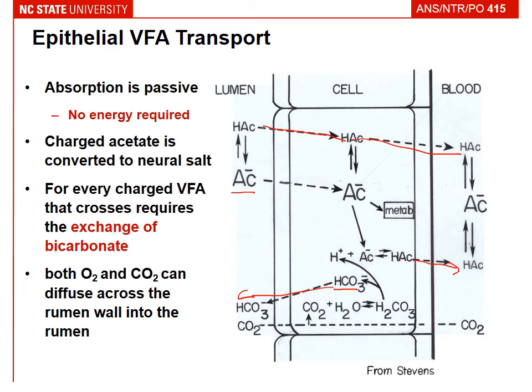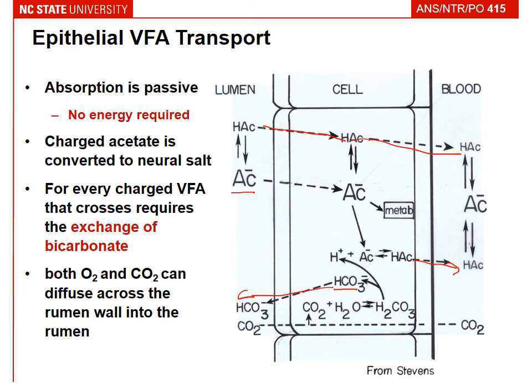Here we have our charged acetate. Acetic acid can be converted within the rumen to acetate, which passes into the cell, and that can pass straight out into the blood. If we have acetic acid absorbed, we need to do a little bit of stuff.